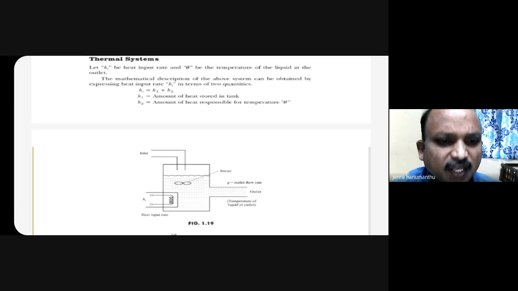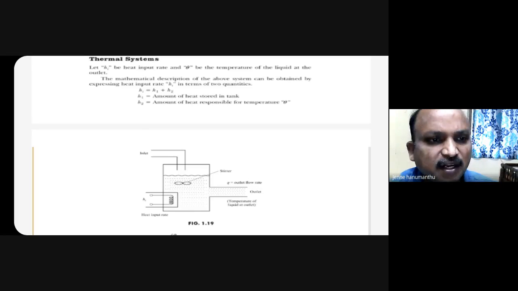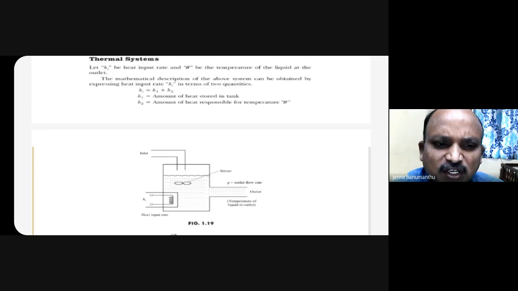We are assuming, representing like this. The mathematical description of this system can be obtained by expressing the heat input rate HI in terms of two quantities. We can convert the total system in terms of mathematical equations by considering some parameters H1 and H2.